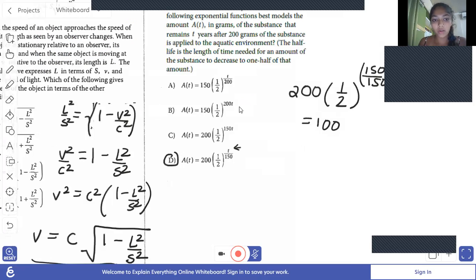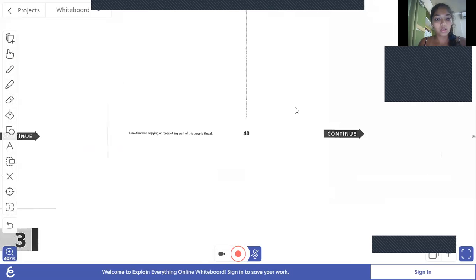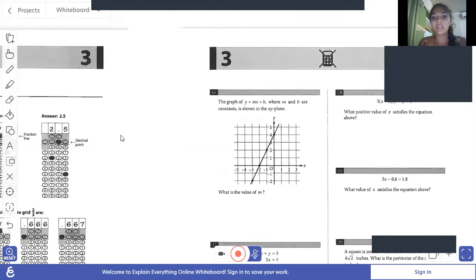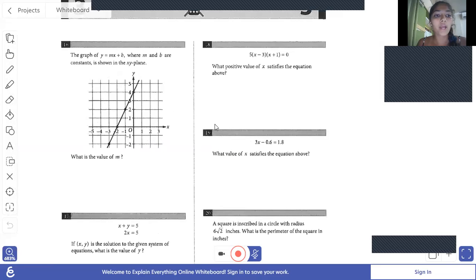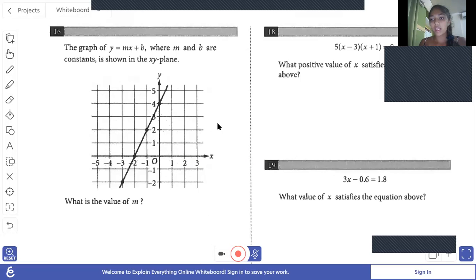And I think we are on to the gradients. Right, we have the gradients. The graph of y equal to mx plus b, where m and b are constants, is shown in the xy plane. What is the value of m?